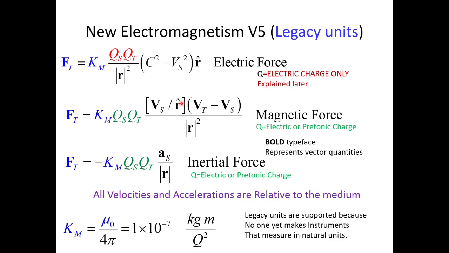And the reason why we're going to show New Electromagnetism in legacy units going forward is because no one has made instruments yet that measure in natural units. So for this video series, we're going to use everything in legacy units. And of course, what we show in legacy units is highlighted in blue to distinguish them from natural units, which will just be regular black text.